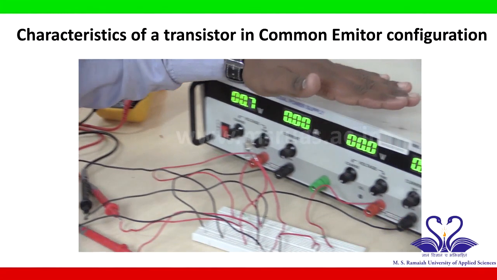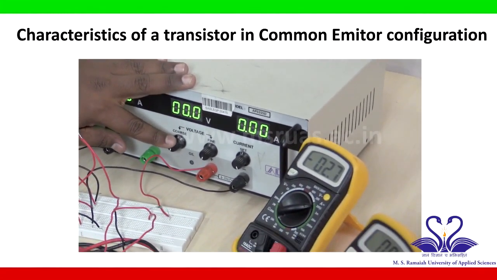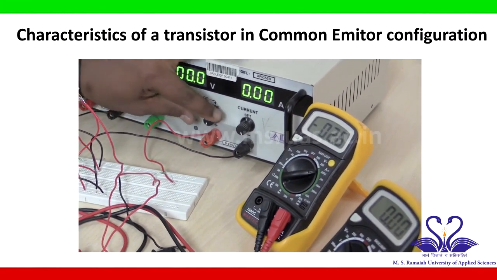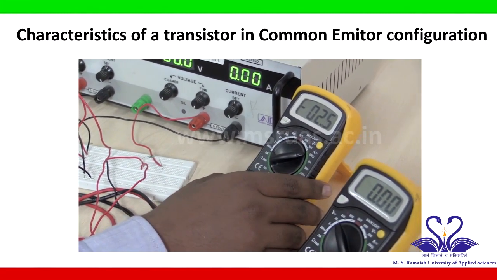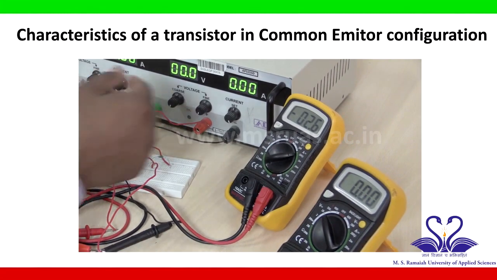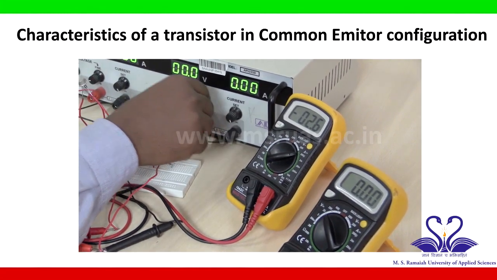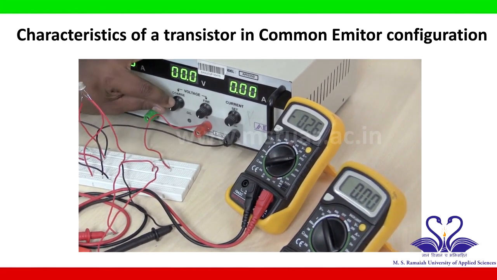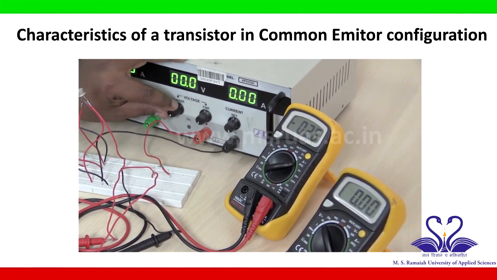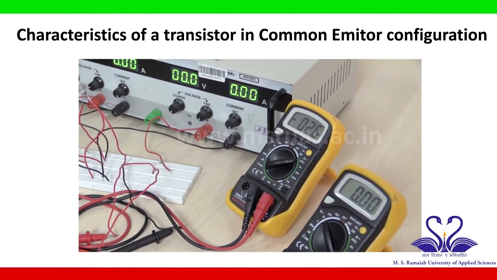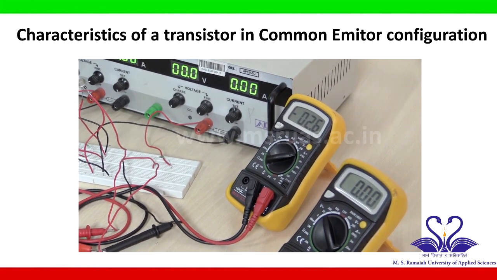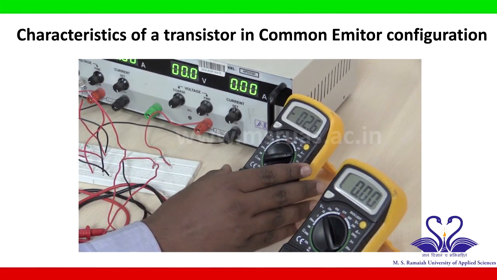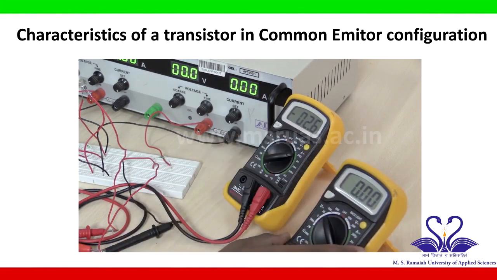Now come to the output side. This is the output side applied voltage, which is VCC, and this is VCE, this is IC. Now start increasing the VCC value from 0 volts, vary in terms of 0.1 volt up to 1 volt. After 1 volt, vary in terms of 0.5 volt up to 6 volt. Note down the corresponding current IC and corresponding voltage VC.